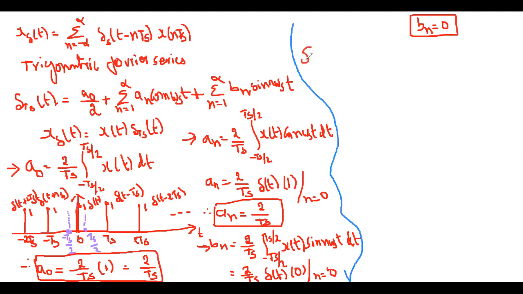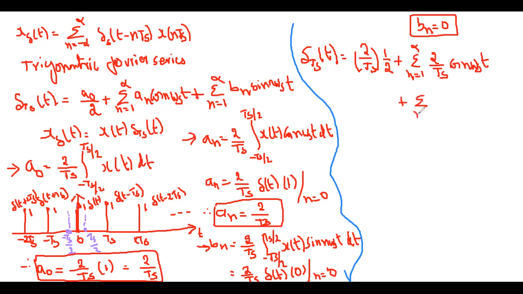Delta ts of t is equal to a naught, which is 2 by ts into 1 by 2, plus sum of n is equal to 1 to infinity of an, where an is 2 by ts, and cos n omega s t, plus sum of n is equal to 1 to infinity of bn. The bn value is 0, into sine n omega s t.